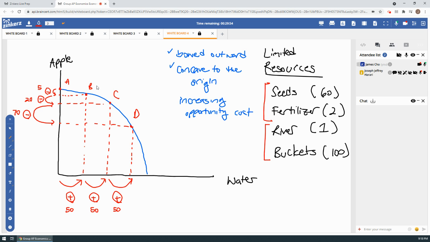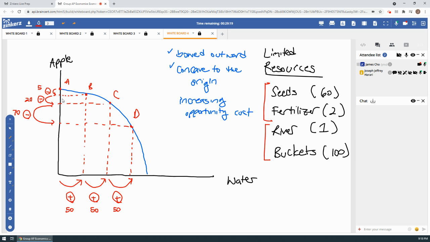So think about point A right now. You see that I have a whole lot of apple production, right? How much water production do I have? None. I'm just making apples. I'm making no water whatsoever. So if you're just making apples, what do you think is going to happen to your amount of seeds and fertilizer? At point A, do you have any seeds and fertilizer left over? No, I used all available resources for my apple production.